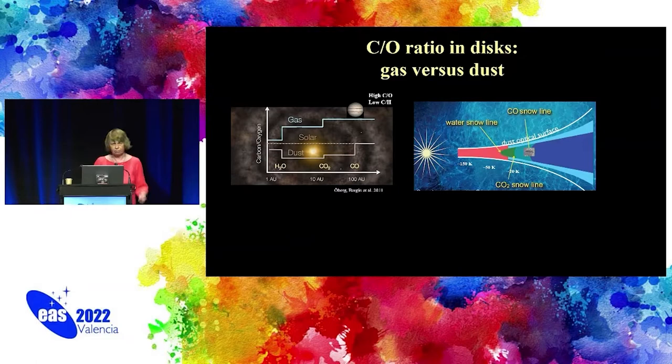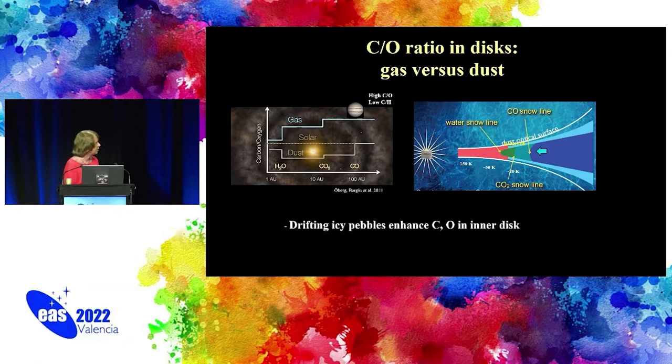But that simple picture is complicated by the fact that we have these icy dust grains, and they can actually move due to the headwinds between the gas and the dust. They actually migrate through the disk, and they can end up even in the star. And once they pass their snow lines, they will start to sublimate these ices back into the gas phase. So you actually start to enhance carbon and oxygen in the inner disk thanks to these drifting pebbles from the cold outside.